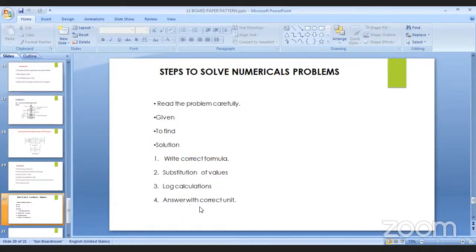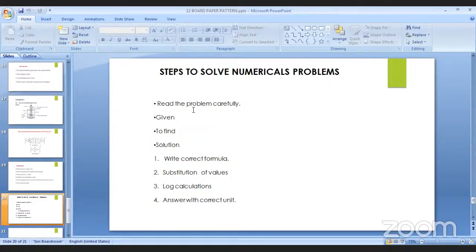And whatever answer you are getting, you have to write it with the correct unit. So while solving the numerical, first you will read the numerical very carefully. Then what is given in the numerical, you write it. What you have to find out, you write it. Then you will understand what formula you have to use.